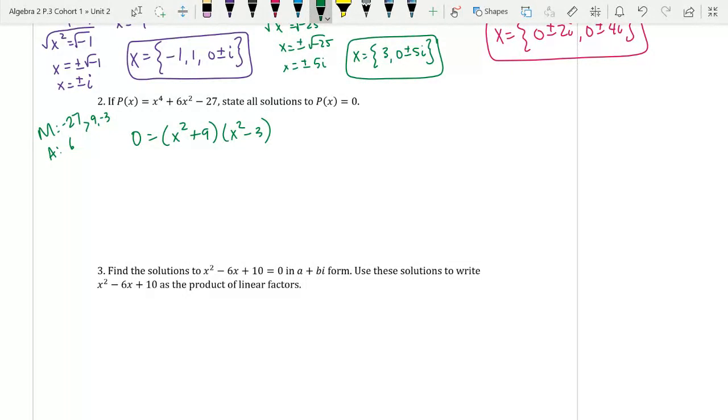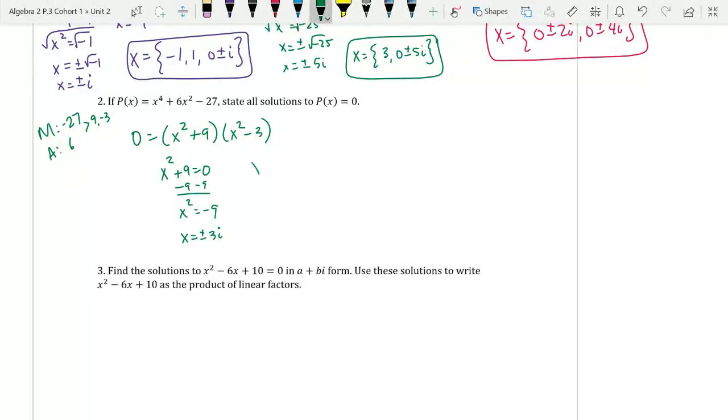Neither of those is factorable using the real numbers, or the second one's factorable using radicals or square roots. I don't want to do that. I want to just go right to solving. So I can say x squared plus 9 equals 0. Subtracting 9, x squared equals negative 9. So x equals plus or minus 3i, right? Square root of negative 9 is 3i.